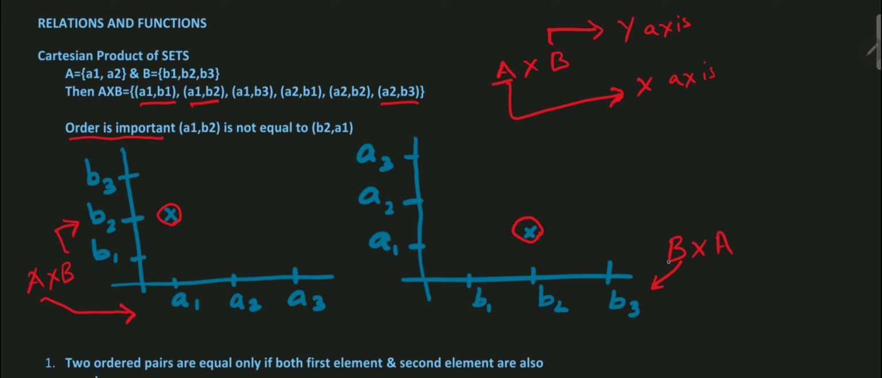Now B has become the x-axis and A has become the y-axis. Now we will see (B2, A1). Can you see here? This location is completely different from this location. That's why (A1, B2) is not equal to (B2, A1).